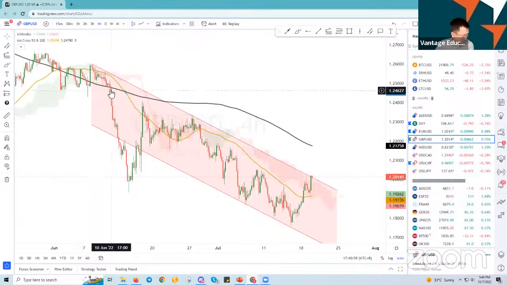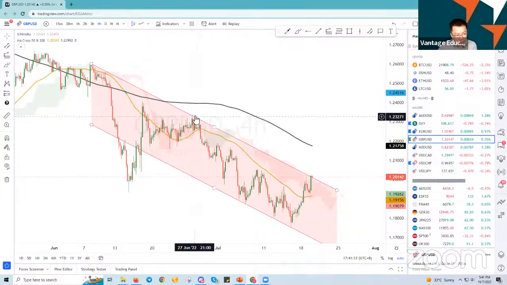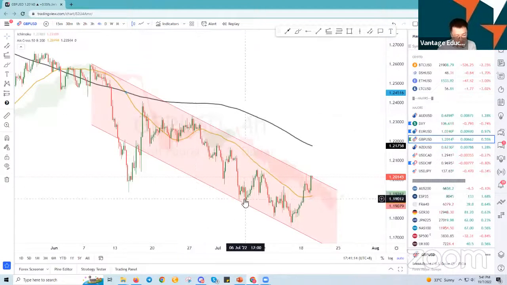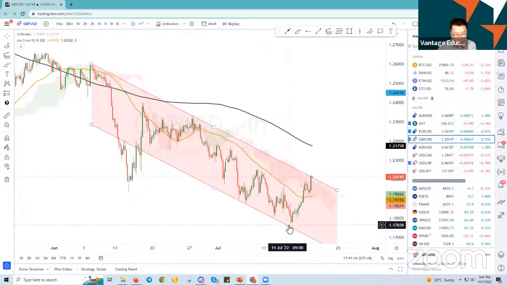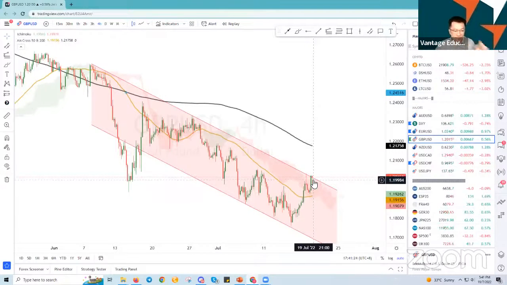We have the downward channel, as you can see, price testing, breaking lower, passing back up into that channel, staying within the channel, resisting that level there, and several times towards the downside. Now, price is testing again this 1.20 level on the pound dollar on the H4 time frame.